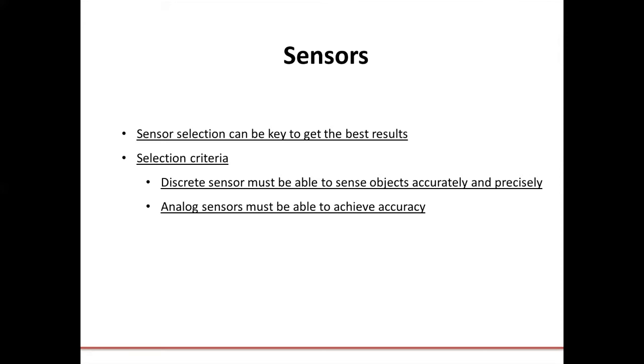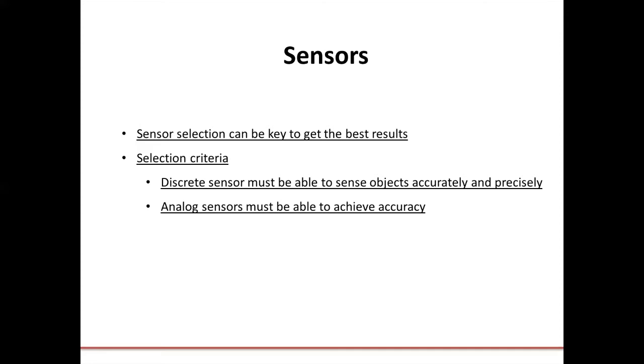Sensors. Sensor selection can be the key to getting the best results. The selection criteria for discrete sensors: it must be able to sense the objects accurately and precisely. Limit switches, inductive proximity sensors, capacitive sensors are just a few types of sensors, but you need to make sure that your object, whatever you're trying to sense or count or measure, like if you're measuring temperature, well, I'm sorry, for discrete, not so much, but presence or absence is what discrete sensors are.